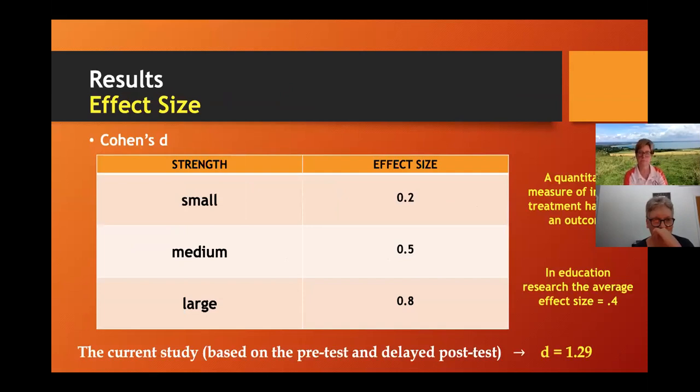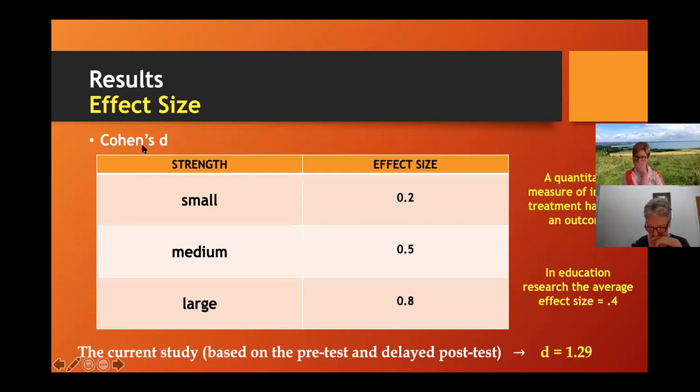Okay, here's another statistical thing that is important, I think, for research studies that look at gains or effects that some sort of treatment has on an outcome. Effect size is a term that's used, a quantitative measure of the impact a treatment has on an outcome. So in our case, we're looking at what effect story listening has on vocabulary acquisition, okay?